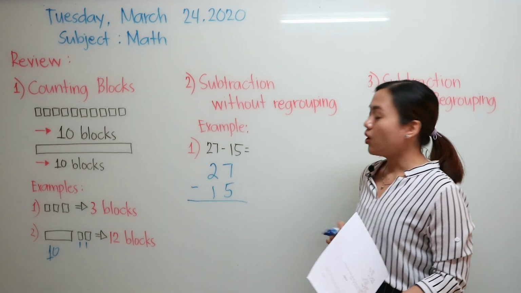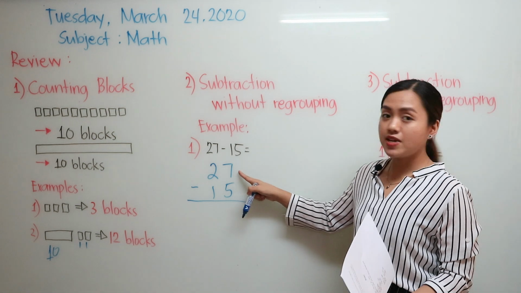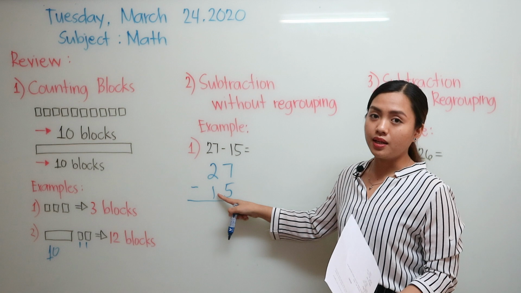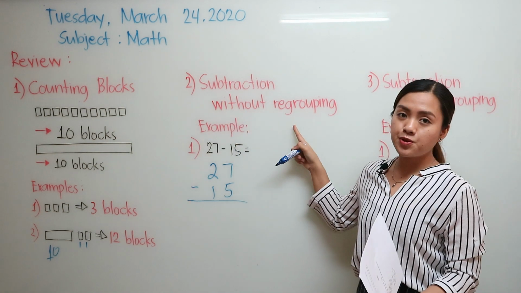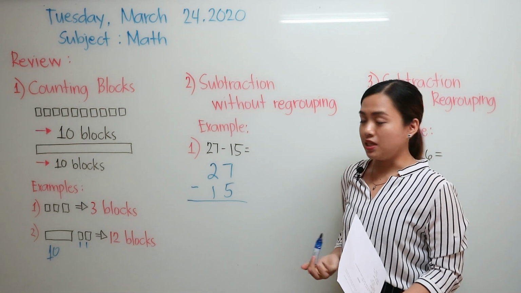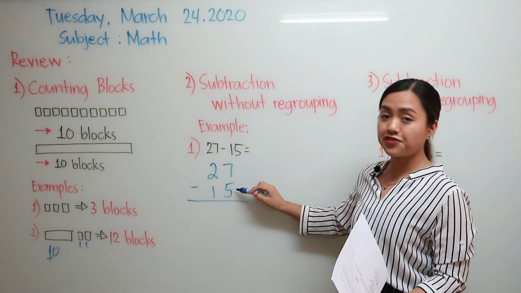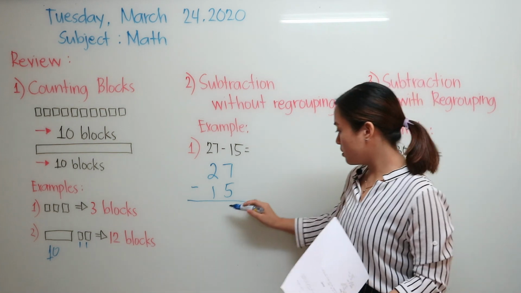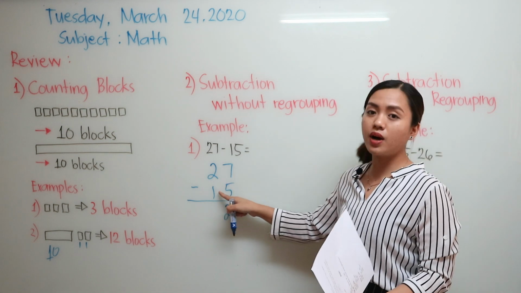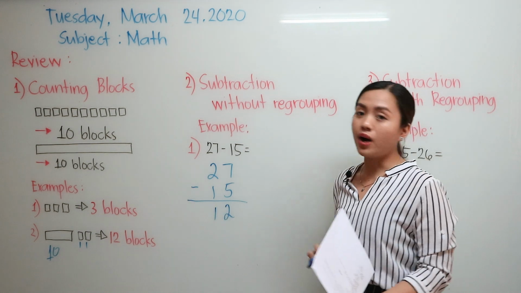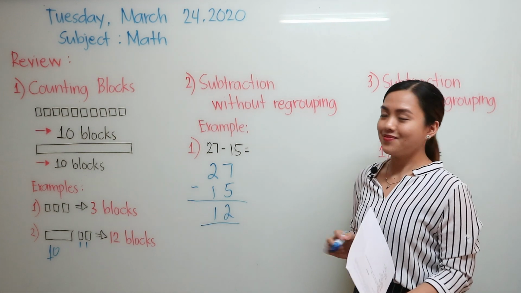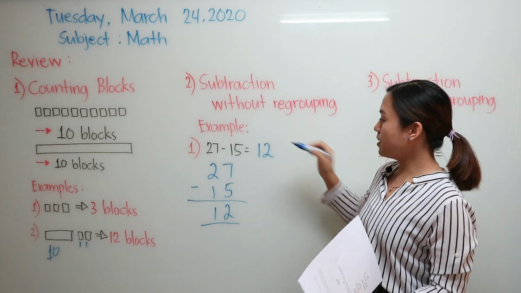We have here ones number is 7 and 5. Tens is 2 and 1. This is subtraction without regrouping, because you are just going to subtract the numbers normally. So we have 7 minus 5 is equal to 2. And we have 2 minus 1 is 1. So all in all, the answer is 12. Okay, let's write it here.